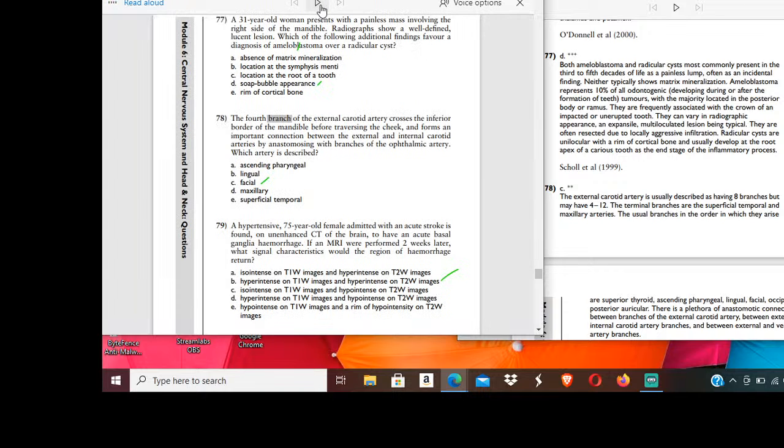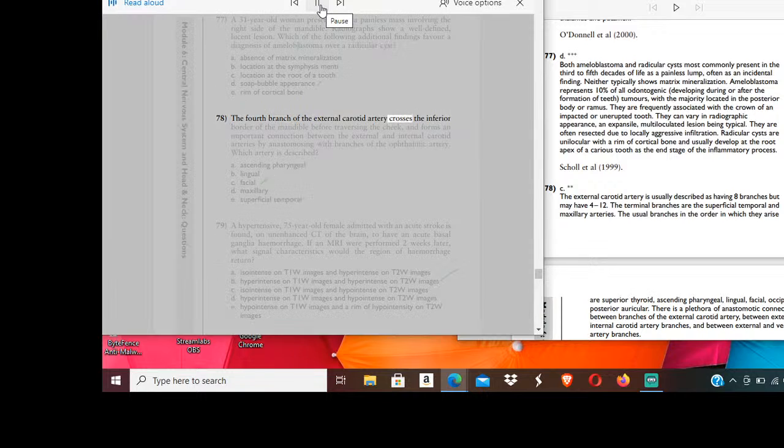78. The fourth branch of the external carotid artery crosses the inferior border of the mandible before traversing the cheek, and forms an important connection between the external and internal carotid arteries by anastomosing with branches of the ophthalmic artery. Which artery is described? A. Ascending pharyngeal. B. Lingual. C. Facial. D. Maxillary. E. Superficial temporal.